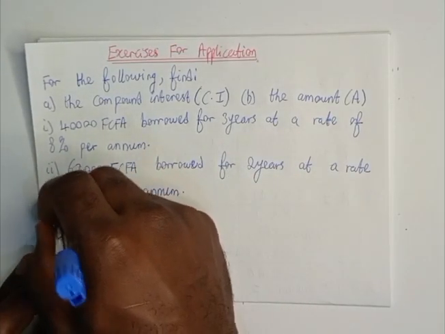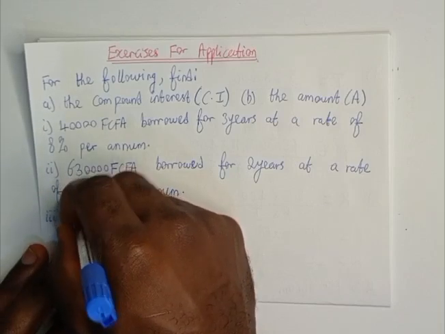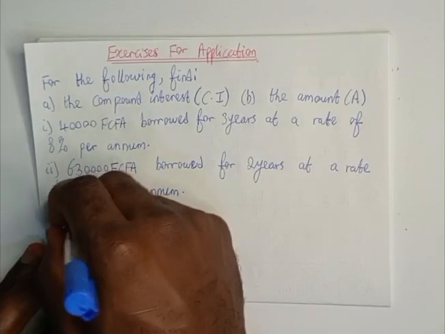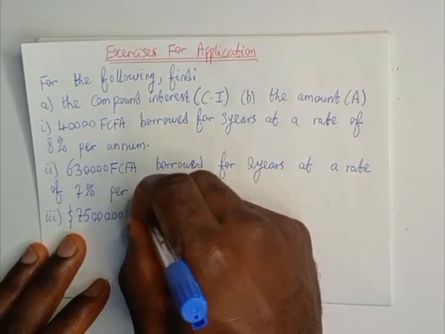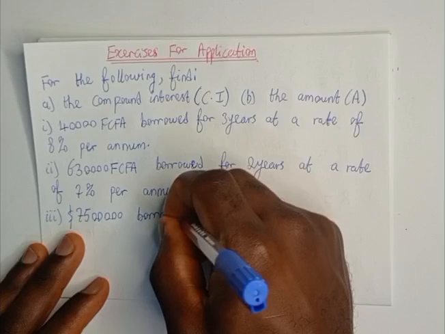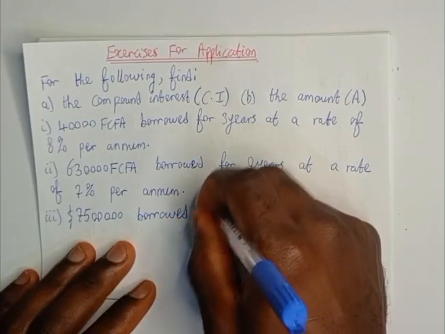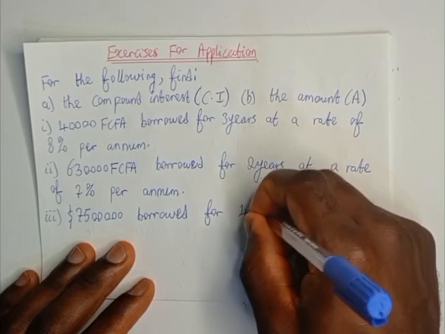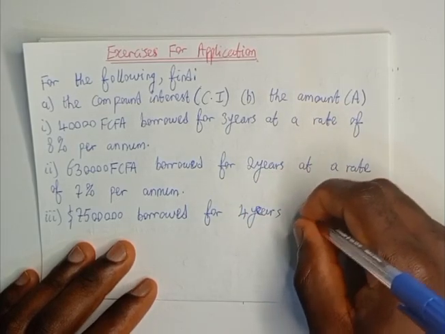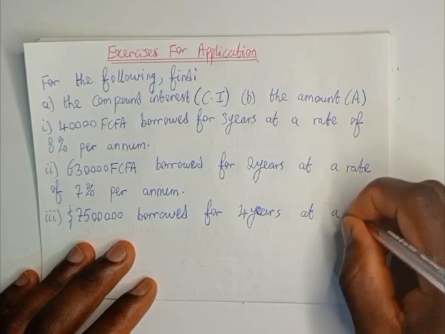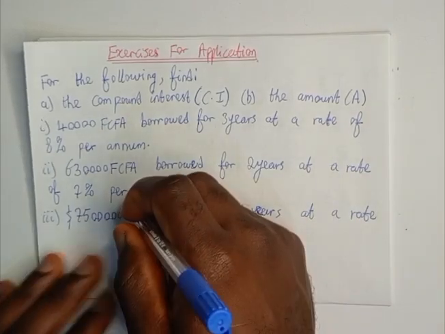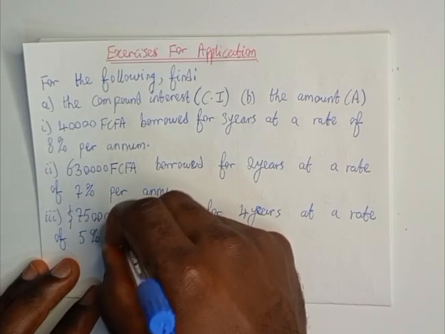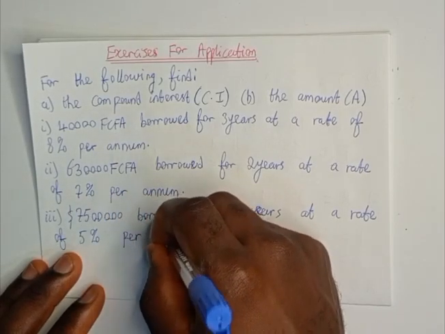And lastly, 3, we have 7,500,000 borrowed for 4 years at a rate of 5% per annum.